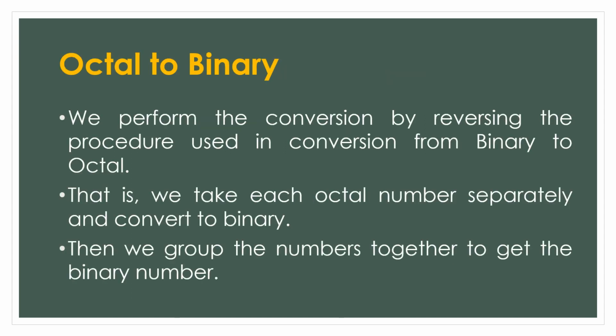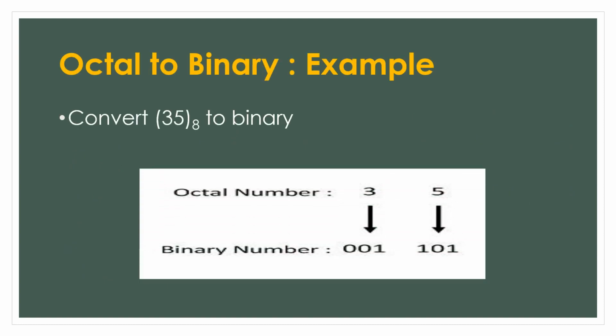Octal to binary conversion can be done by following the following steps. We perform the conversion by reversing the procedure used in conversion from binary to octal. That is, we take each octal number separately and convert to binary. Then we group the numbers together to get the binary number. Octal to binary. An example.